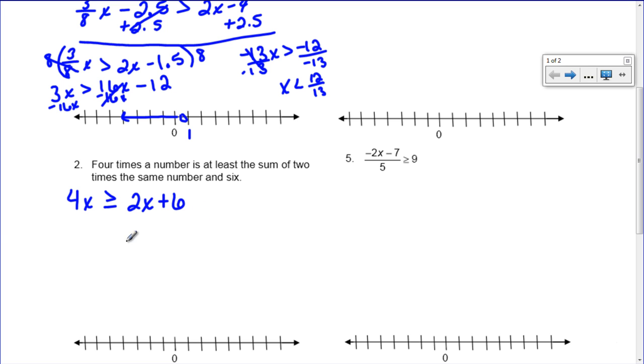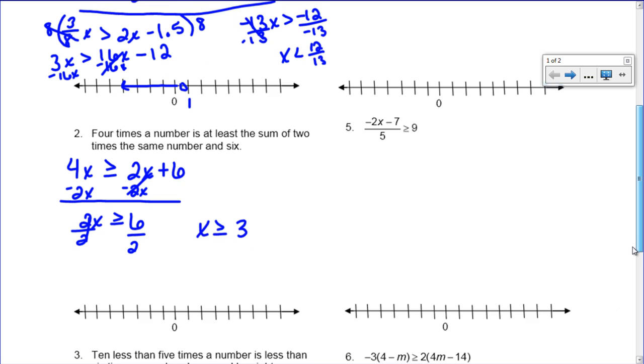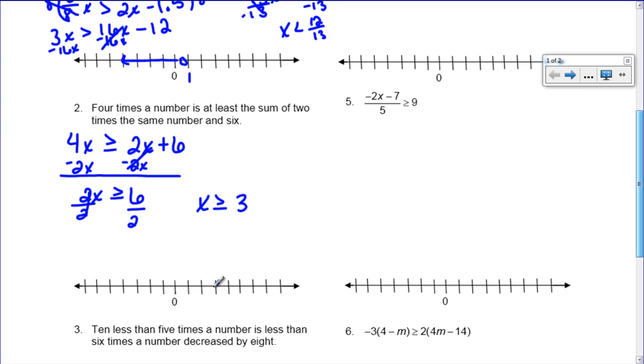So we get all my variables over here on the left by subtracting 2x from both sides. And so now I have 2x is greater than or equal to 6, and then when I divide both sides by 2, I have that x is greater than or equal to 3. And so when I graph that, 1, 2, 3, I have a closed circle at 3, and my arrow goes to the right because it is greater than.